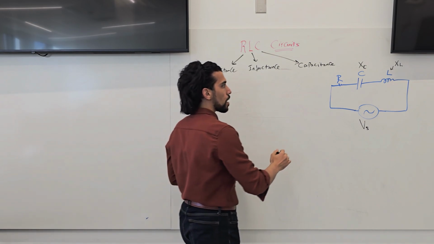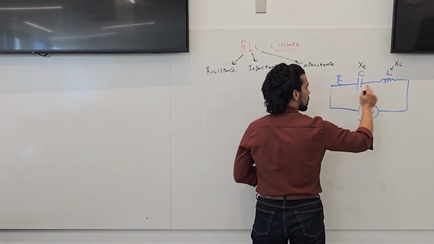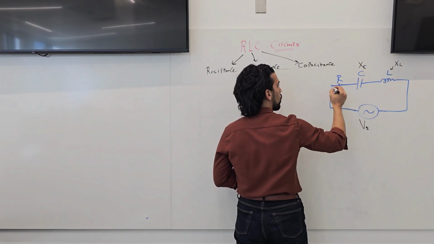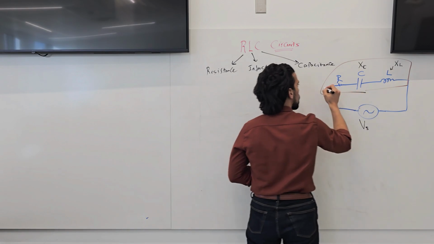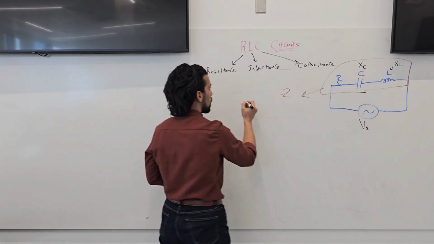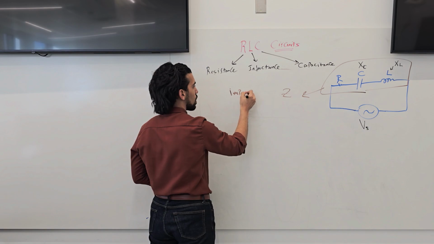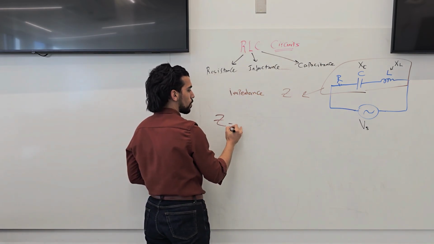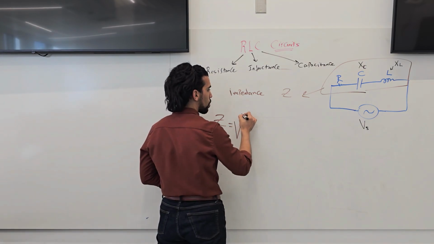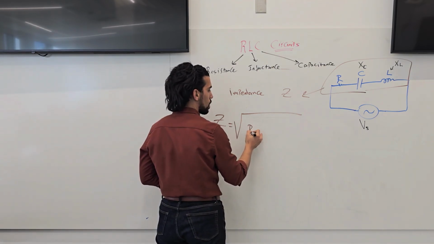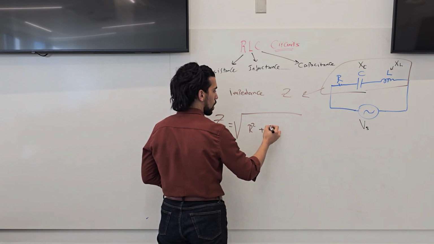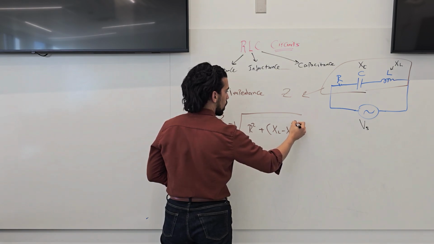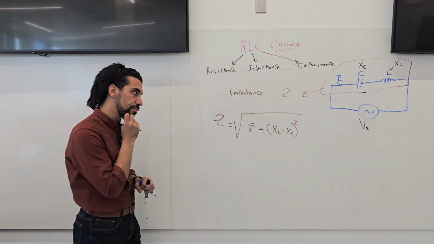So usually these three parts are resistors, okay? But inductive one and capacitive one. So the whole, we can call it an impedance, Z. Impedance. And the value of the impedance in this case is equal to basically the square root of R squared plus (XL minus XC) squared. Okay?